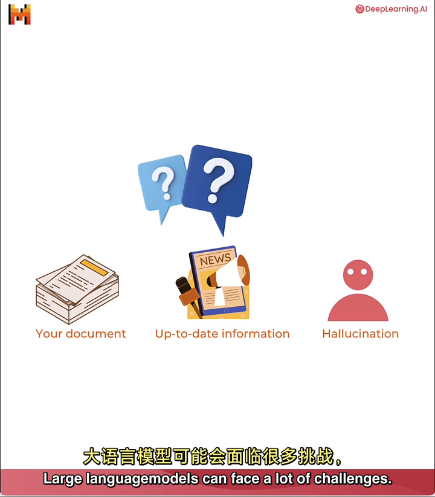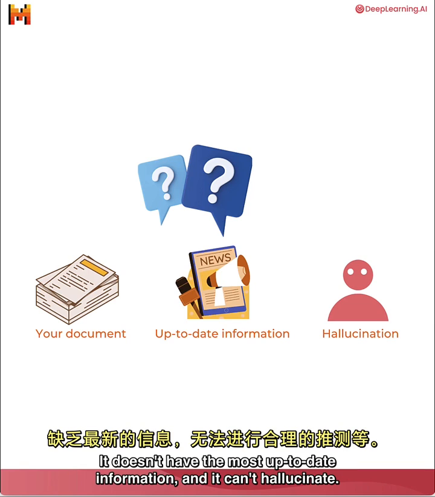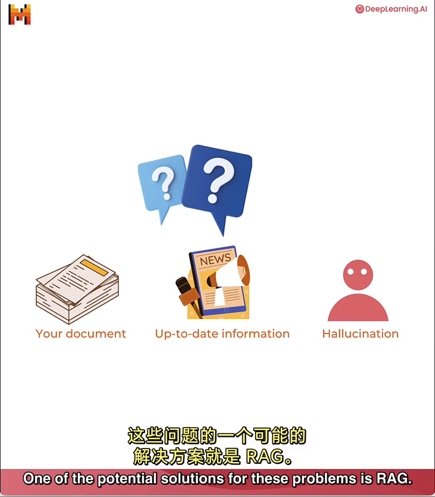Large language models can face a lot of challenges. For example, it doesn't have access to your internal document, it doesn't have the most up-to-date information, and it can hallucinate. One of the potential solutions for these problems is RAG.